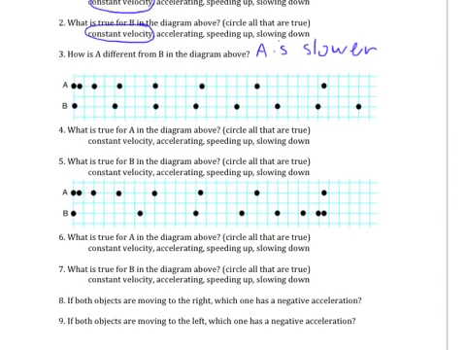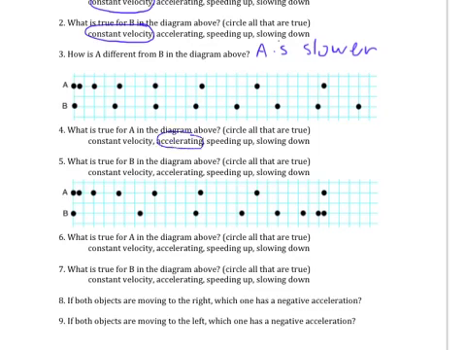Now 4 is referring to the diagram above. Which of the following is true for A? Now if you look at A, first it goes 0.5, and the next time it's at 2 meters, and then it's at 4.5, and then I don't know, but each second it's covering a greater and greater distance. So clearly it's not traveling at a constant velocity. Each second is going a greater distance. So in that case, it is accelerating.